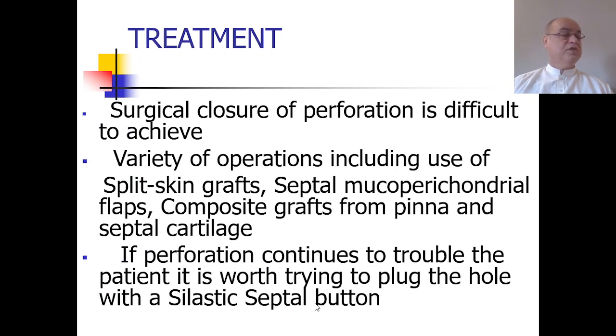Surgical closure of the perforation is very difficult to achieve. A variety of operations can be used, including split skin grafts and septal mucoperichondrial flaps in case of small perforations, especially when available. Or we can take these mucosal flaps from the floor of the nasal cavity or even from the surface of the turbinates, and they can be transposed over the nasal septal defect. Composite grafts from the pinna and even septal cartilage can be used to bridge the gap in septal perforation.